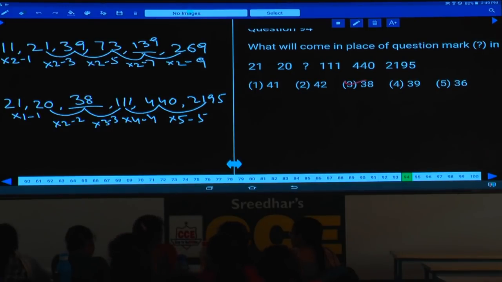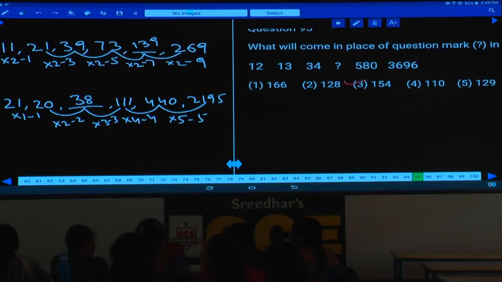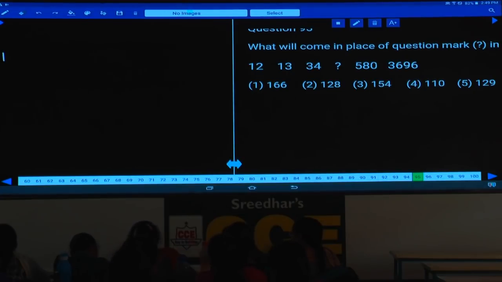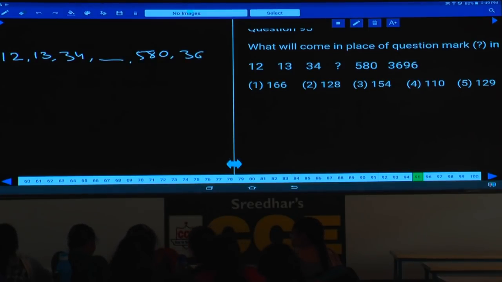Then question number 95. In this question, what are the numbers here? 12, 13, 34, and blank, 580. And next to 580 is 3696. If you observe here, 12, 13, again the numbers are increasing at a very fast rate. It must be under product or combination. Product is not possible, hence combination, into 1 plus 1.